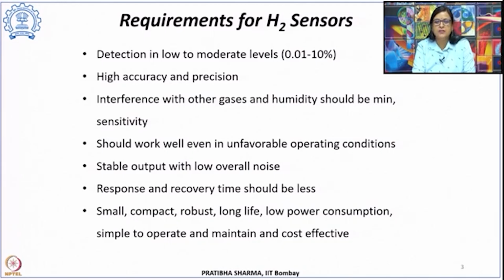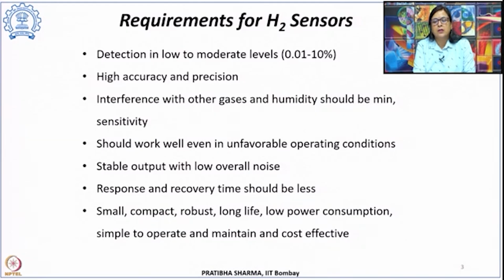They should show a stable output signal with very low noise. Overall noise should be as low as possible. The response and recovery time with these sensors should be as low as possible, usually less than 5 seconds. Along with all these requirements, they should be small, compact, robust, they should have a long life, a low power consumption, they should be simple to operate and maintain and cost effective.